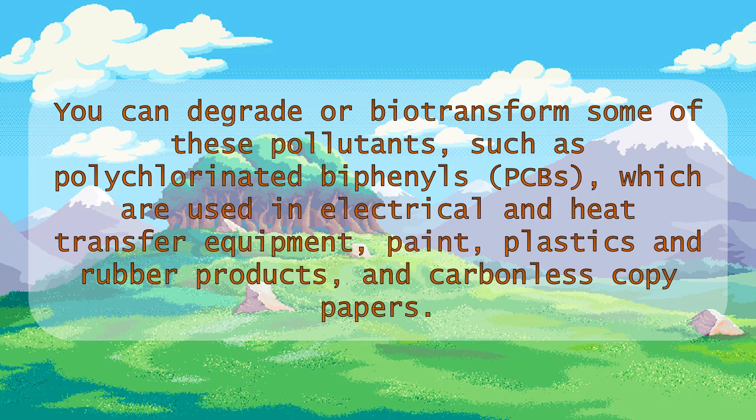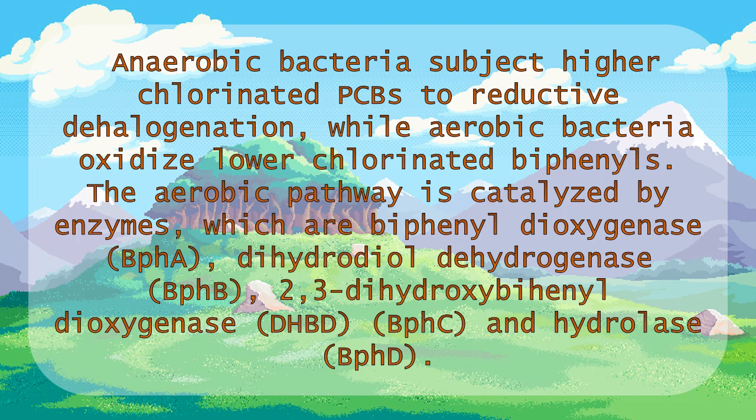You can degrade or biotransform some of these pollutants, such as polychlorinated biphenyls, or PCBs, which are commonly used in electrical and heat transfer equipment, paint, plastics and rubber products, and carbonless copy papers. Anaerobic bacteria subject higher chlorinated PCBs to reductive dehalogenation, while aerobic bacteria oxidize lower chlorinated biphenyls. The aerobic pathway is catalyzed by enzymes, which are biphenyl dioxygenase, dihydrodiol dehydrogenase, 2,3-dihydroxybiphenyl dioxygenase, and hydrolase.